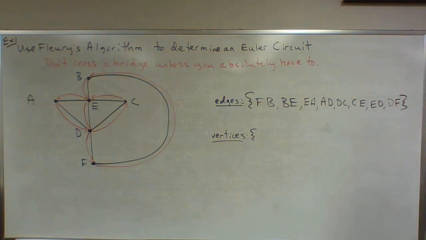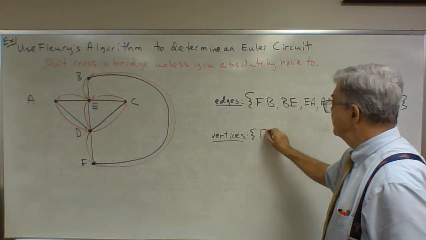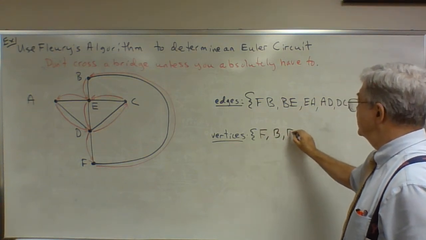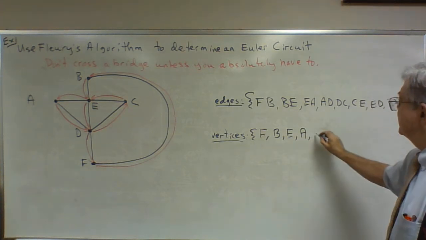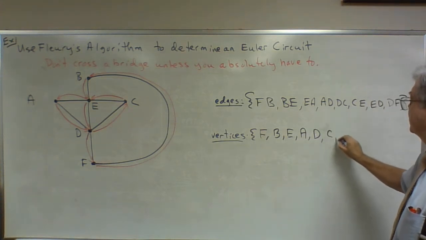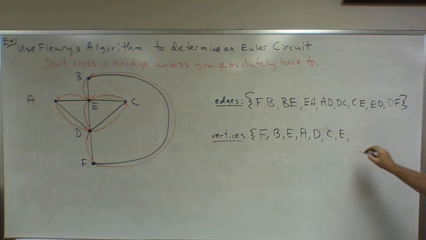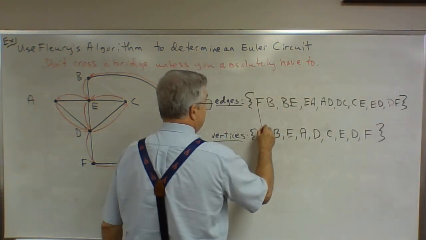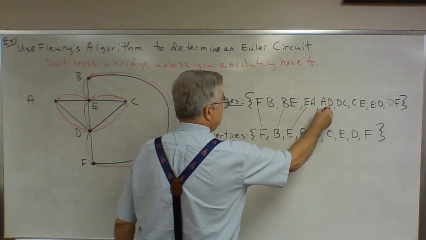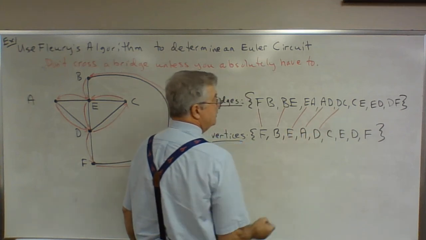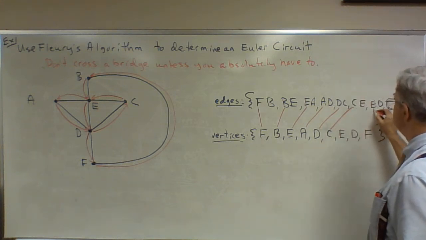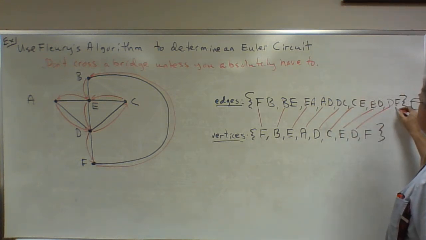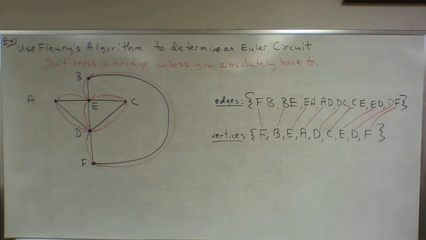And if we're just listing the vertices in order of appearance, we started at F, we went to B, we went to E, we went to A, we went to D, we went to C, we went to E, we went to D, and we went to F. We ended up at F. Let's see, did I miss any? Started at F, then we went to B, then E, then A, then D, then C, then E, then D, and we wound up at F. Okay.